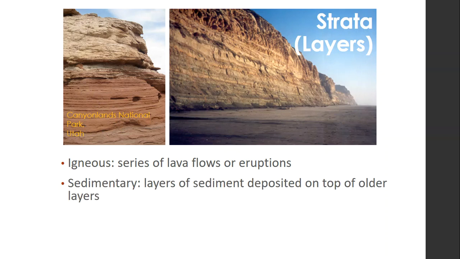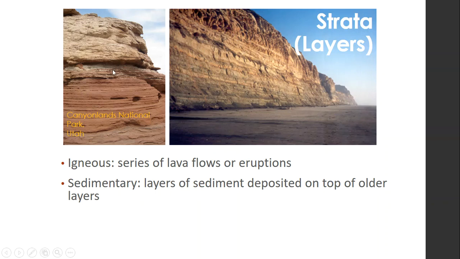Sedimentary layers of rock are layers of sediment deposited on top of older layers. And so we have these strata, this is a sedimentary one. And what we know is that this rock is older than this rock. And that's just logical, right? Here's the older rock, new stuff gets piled on top and piled on top and piled on top, and so the stuff at the top is newer.